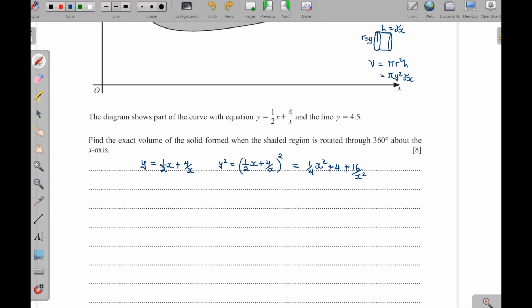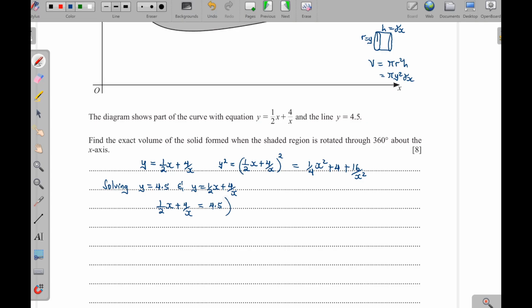So, solving y is equal to 4.5 and y is equal to a half of x plus 4 over x. We just equate the two. So this is a half of x plus 4 over x, and this one is equal to 4.5.